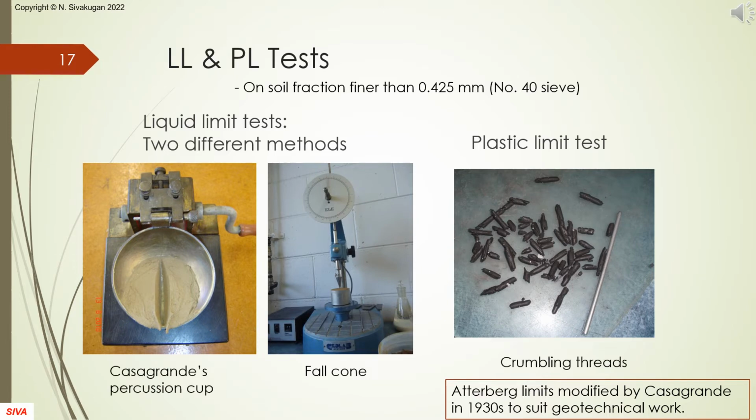To determine the liquid limit, we can use either of the two devices here, Casagrande's percussion cup or the Swedish fall cone. The first is used widely in North America and the second is used widely in Europe. Plastic limit test involves rolling the moist clay into a thread until it crumbles. If the crumbling occurs when the thread is 1/8 of an inch or 3 mm in diameter, the clay is at its plastic limit.